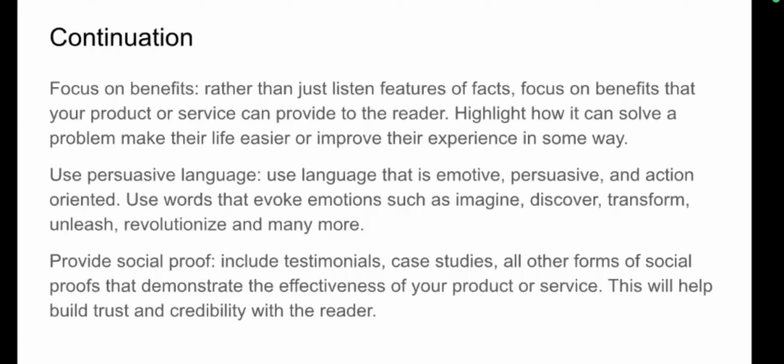So the next thing you want to do is use persuasive language. Use language that is emotive, persuasive, and action oriented. Use words that evoke emotions such as imagine, discover, transform, unleash, revolutionize, and many more of those kinds of emotionally compelling language.